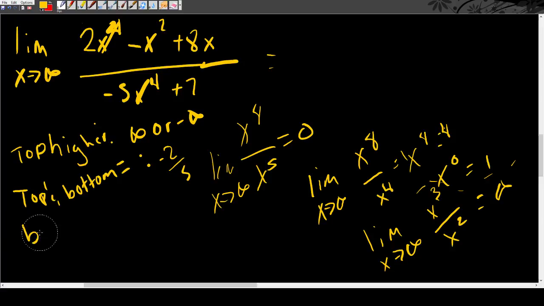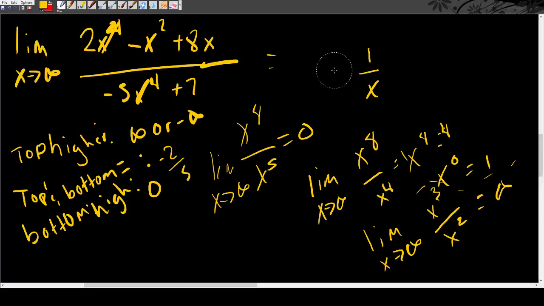Let's say bottom is higher, then it's 0 every time. No matter if it's positive infinity or negative infinity, because anything over an x, limit at infinity, will equal 0, because of what I showed you before, where 1 over x equals 0 at infinity.